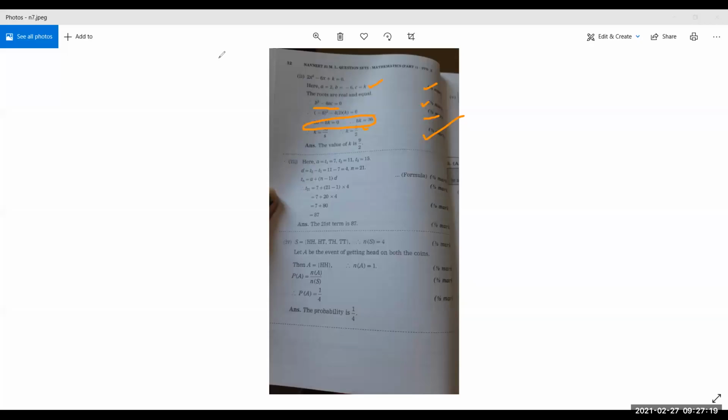Yes, who's this? Yes Rohan, do you have any problem? Ask. Now you are unmuted. Yes, Rohan, any doubt?